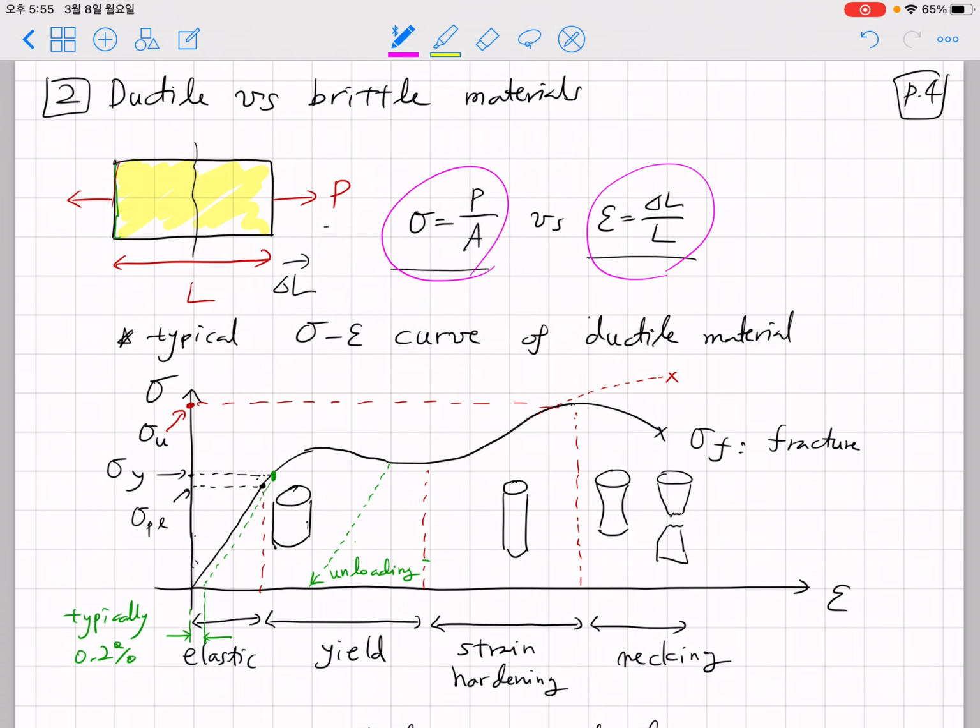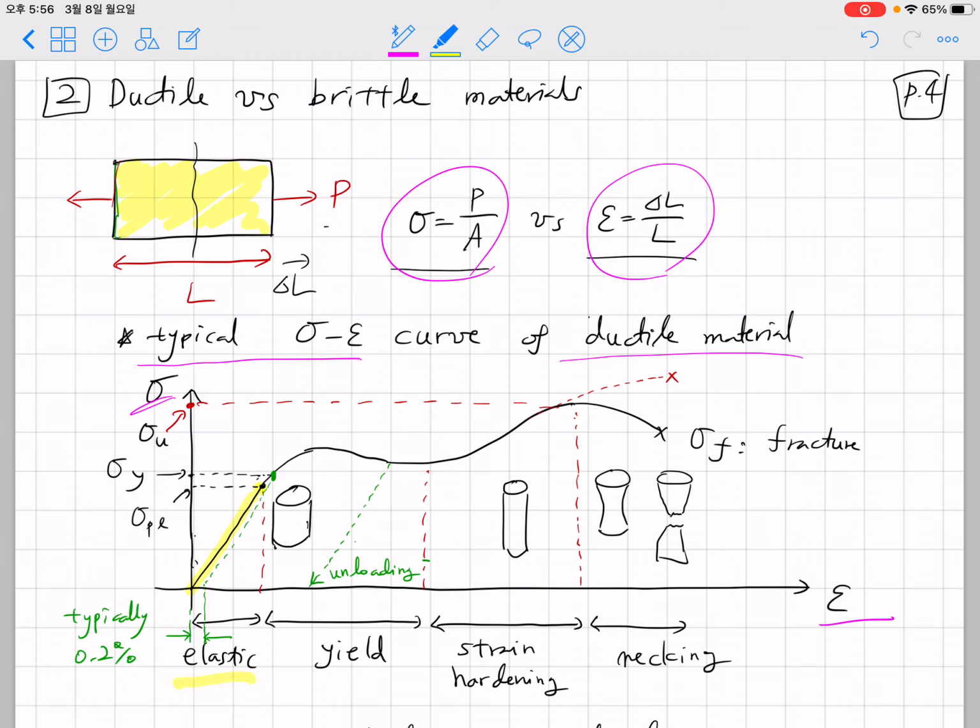And as I told you in previous lectures, a material property must be defined by normalized force and normalized displacement, which is stress and strain. The typical sigma-epsilon curve of a ductile material is as shown below. So this is strain and this is stress. In the beginning, you're going to see a linear relationship between strain and stress, and we call this the elastic regime.